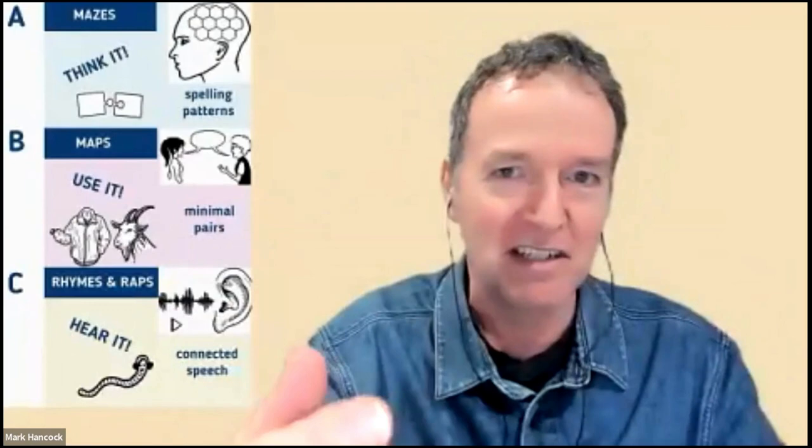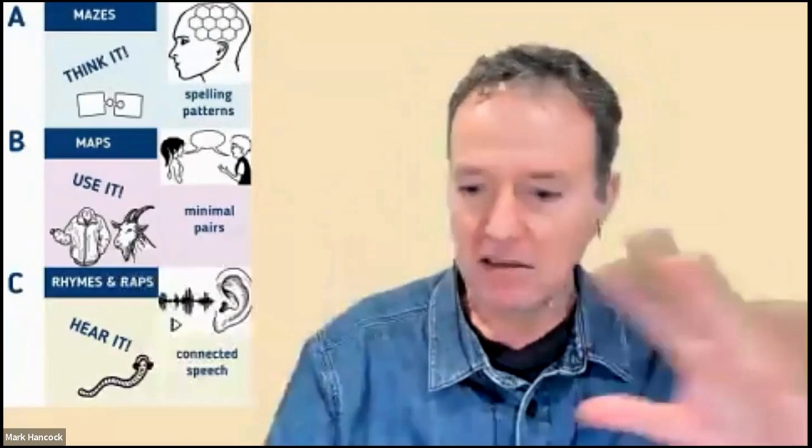Maps are a particularly good activity type for those aspects of pronunciation which are interactive, making yourself understood and understanding others. Great for pair work, because after all, pronunciation isn't really about sounding good. It's about understanding, making yourself understood. So maps are really good for that type of pronunciation activity.